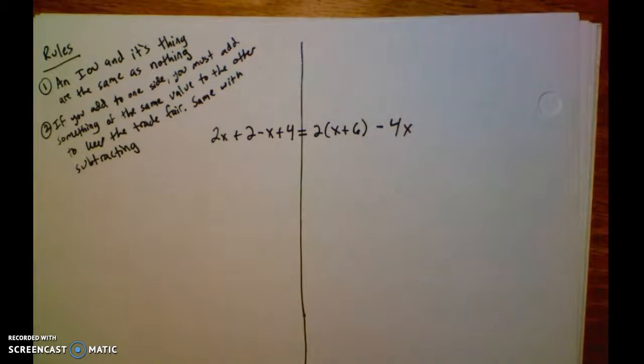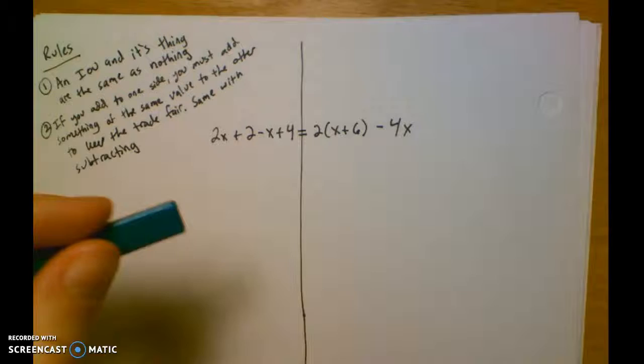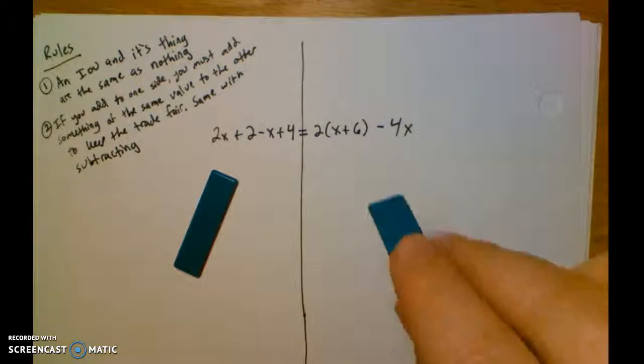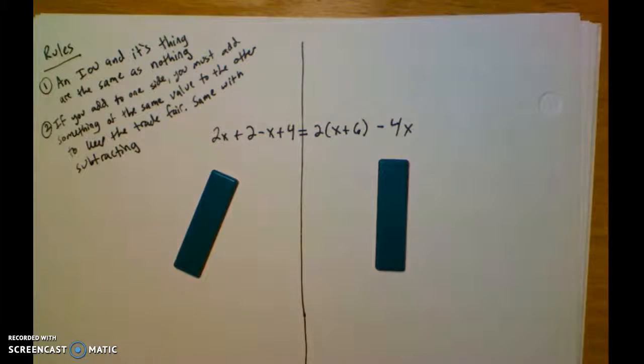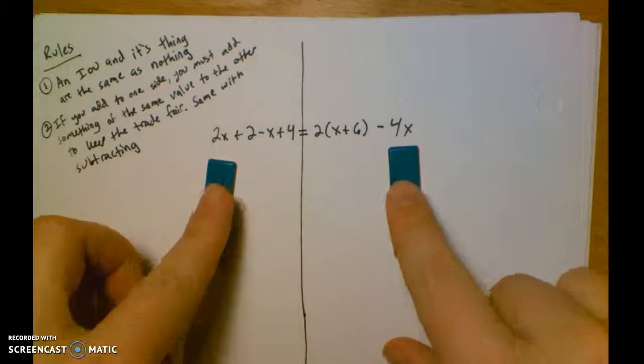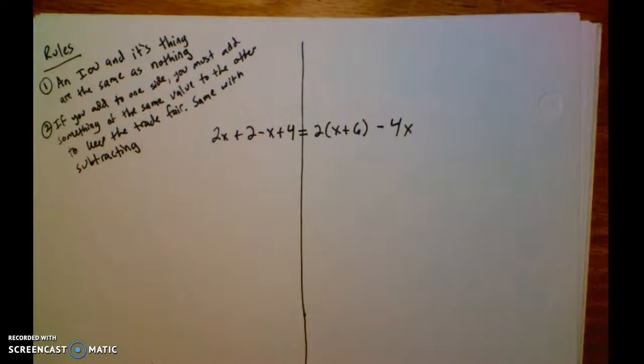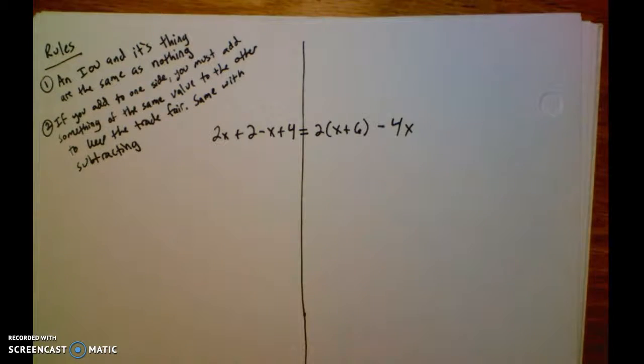The second thing is if you add to one side, you have to add something with the same value to the other side. So we're told starting out that this is a fair trade. If the clerk gives me one more widget, I better put one more widget down over here. Same thing, we're taking something off. I take a widget off here, I take a widget off here. You have to do the same thing on both sides.